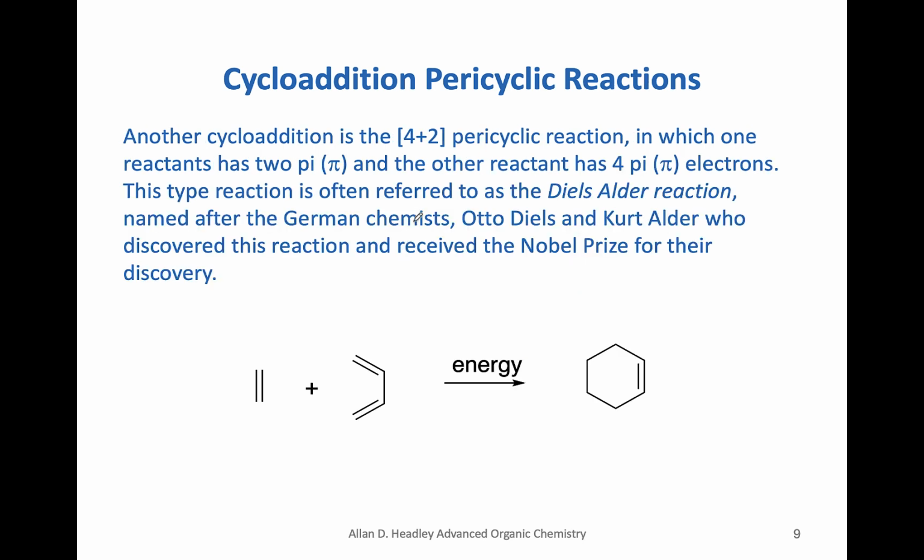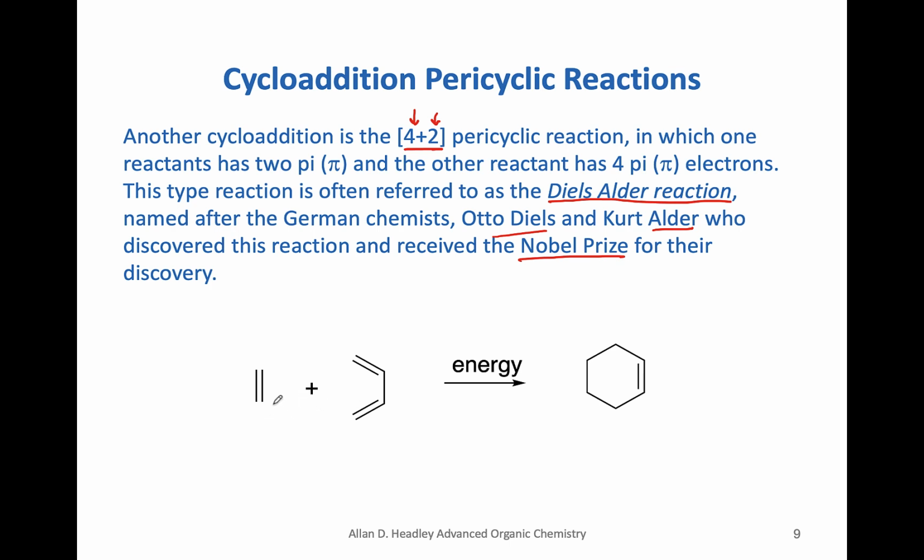Let us look now at the 4 plus 2. You can imagine what that should be. That means that one reactant will have 4 pi electrons in conjugation, and the other reactant will have 2 pi electrons. These reactions are referred to as the Diels-Alder reaction. Why? Because two German chemists, Otto Diels and Kurt Alder, discovered these reactions, and they got the Nobel Prize for their discovery. So as you can imagine, this is a very important discovery.